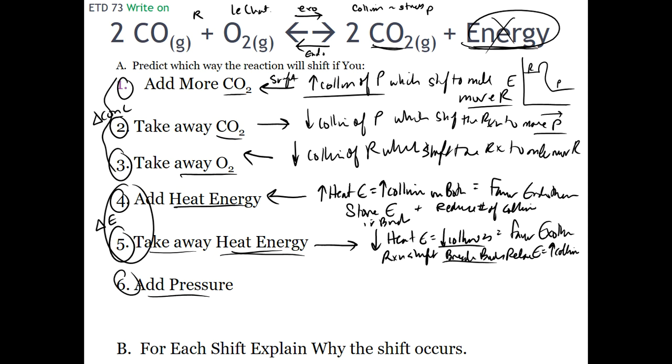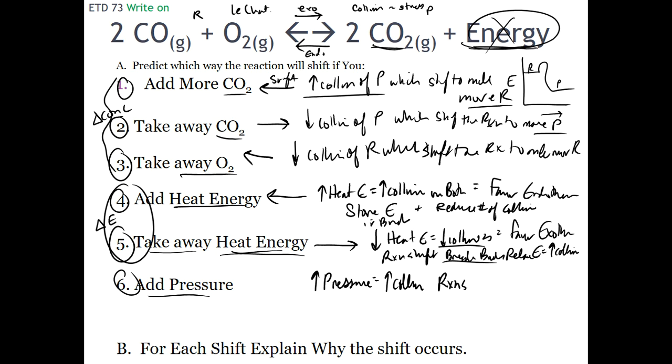Number 6 is a different story and far more fascinating. I'm going to add pressure. Now, we've already learned about pressure this year, right? So let's think about what's going to happen. If I add pressure, what is pressure really? Well, pressure, as we know from the gas laws unit, is really just the number of collisions per unit of time. So if I increase pressure, then really I'm increasing the number of collisions, right? If I increase the number of collisions, then the reaction will do the exact opposite.